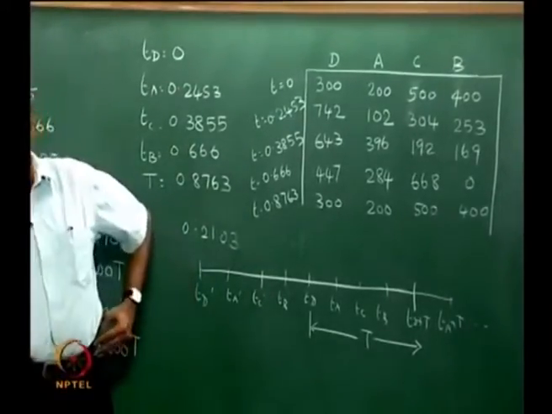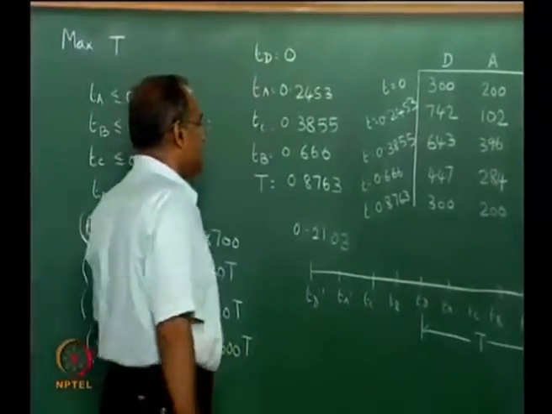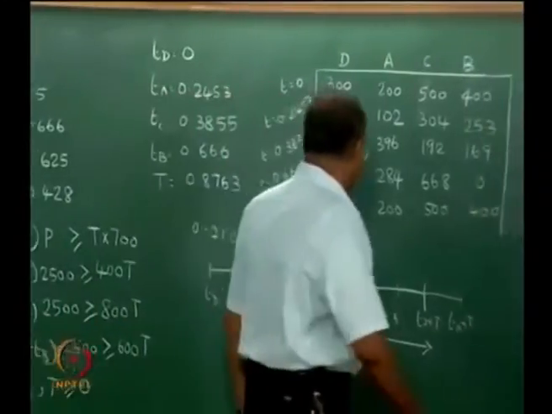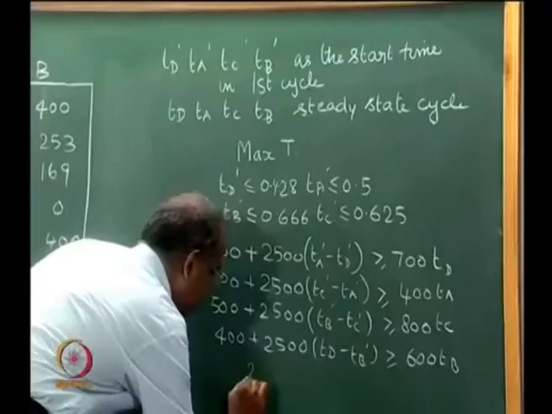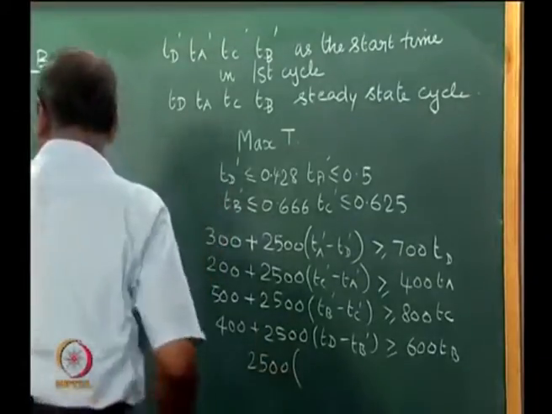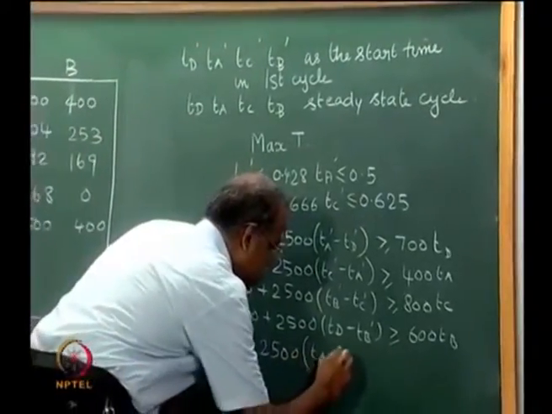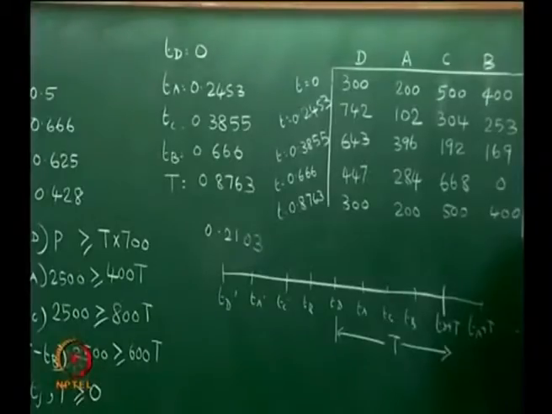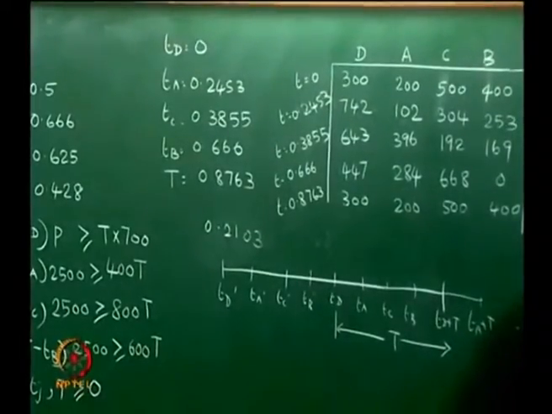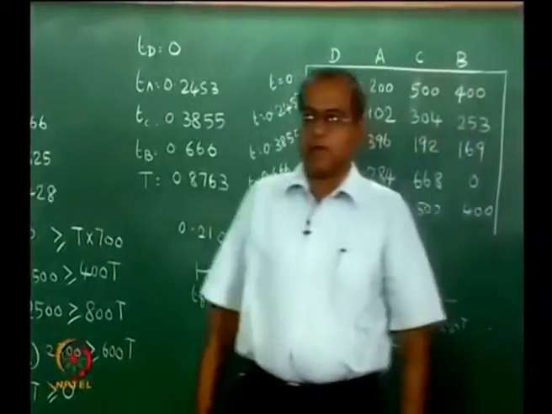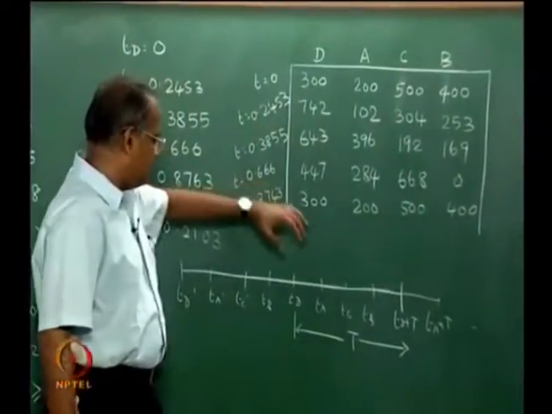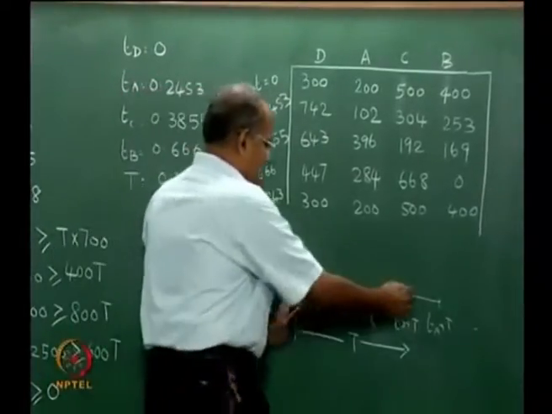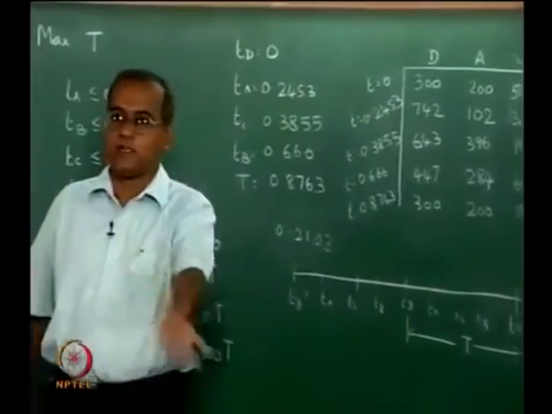Plus now I go back and write the steady state cycle equations. Now, this is the period where I produce item D at steady state. So now I go back to 2500 into TA minus TD is greater than or equal to 700 into T, because now at steady state when I start making this item, this is the production, this is the demand period. So production should be greater than or equal to the demand.